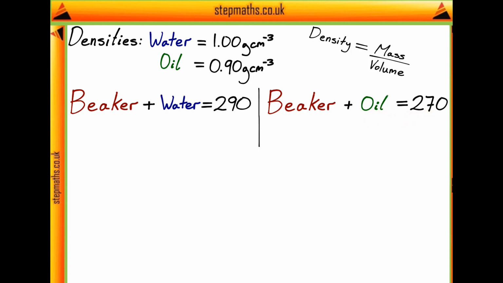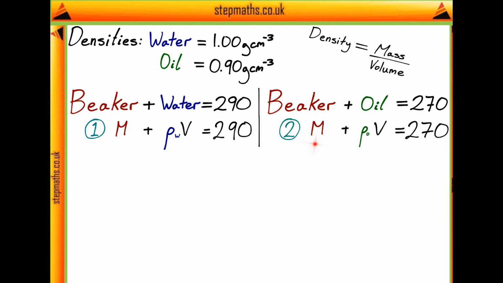Now, using the equation that density is equal to mass over volume, we can go ahead and find the mass of the water and oil. It'll just be the density multiplied by the volume. If we call the mass of our beaker M, then we find the mass of our beaker M plus the density of water multiplied by its volume, V, is equal to 290 grams. Also, for the oil, we find that the mass of the beaker plus the density of oil multiplied by the volume of oil, V, is equal to 270 grams.